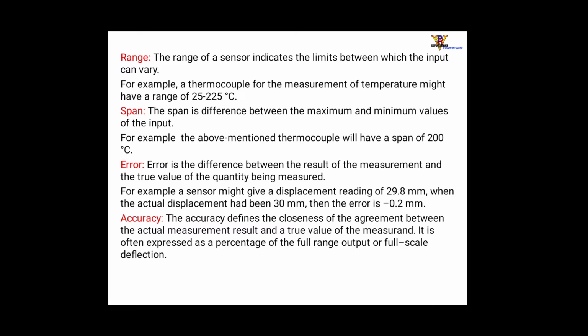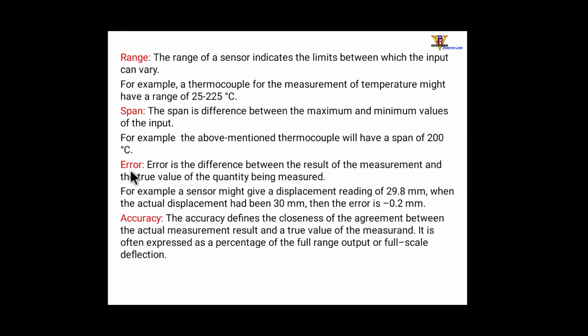Span is an alternative to range. The span is the difference between the maximum and minimum values of the input. This is our minimum value of input and this is the maximum value of input that a sensor can sense. So the span is the difference between these two values. The difference between these two values is 200 degrees Celsius. So this thermocouple sensor has a span of 200 degrees Celsius.